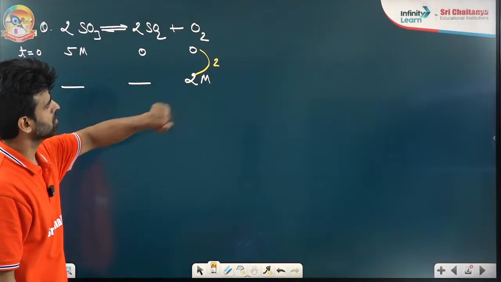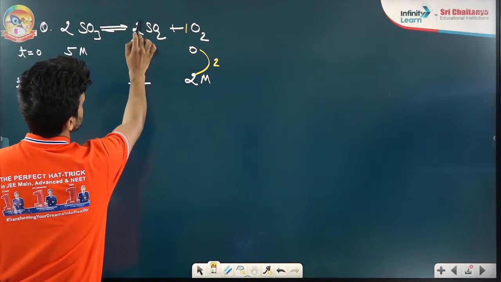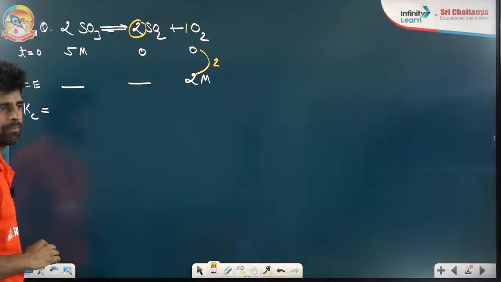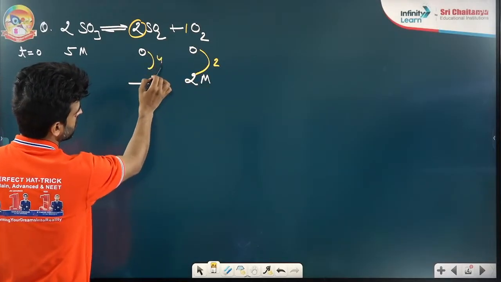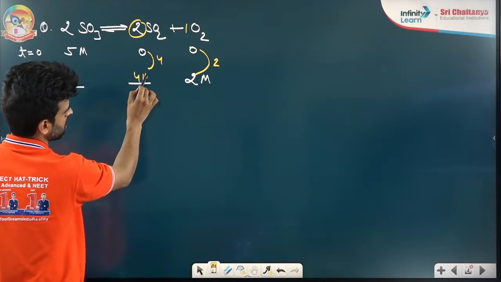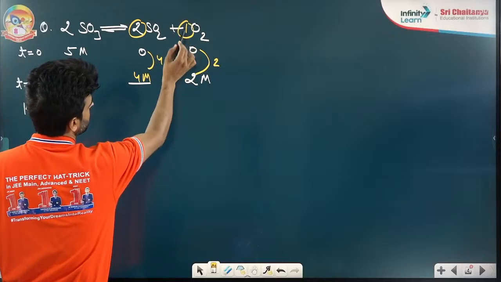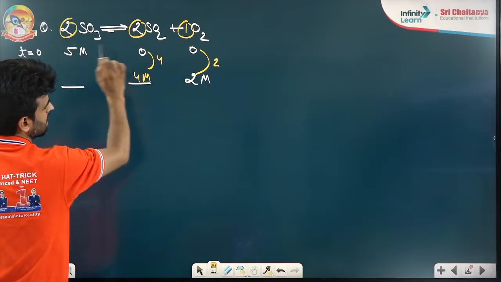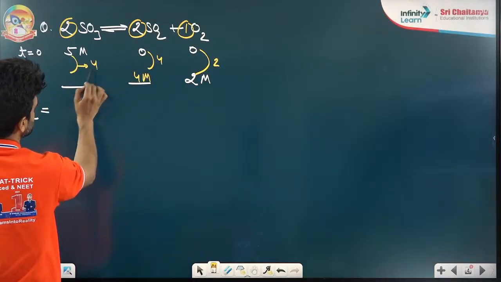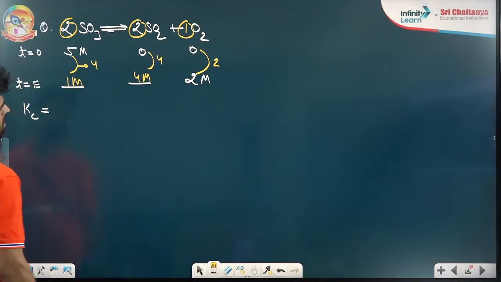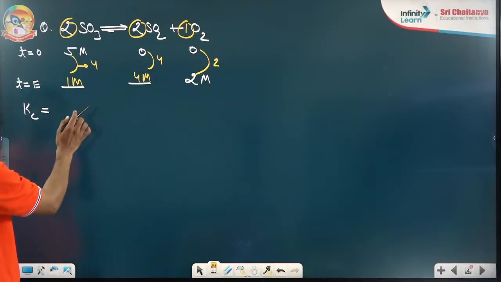It's 2 formation. You see, beta, it's 1 will form when it's 2 will form. Both are product, na? It's 2 is formed. So it's how much will form? 4, right? So 0 to 4. How much? 4 molar. Clear? And in this case, you see, it's 1 will form when it's 2 will consume. It's 2 will form when how much will consume from here, beta? 4 will consume, right? So how much remaining here? 1 molar. Clear?